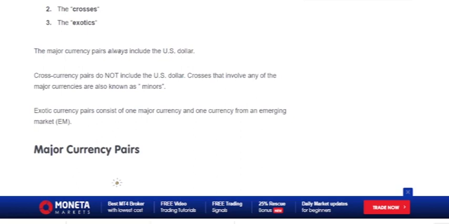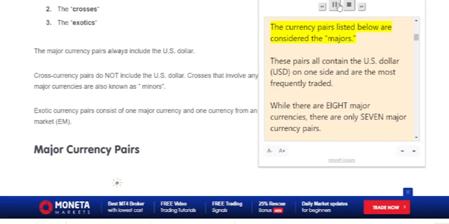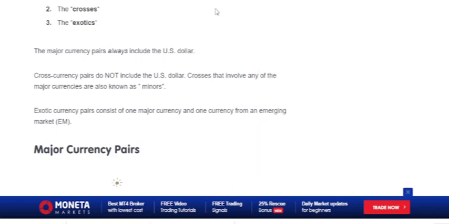So they have just said we have three types of pairs: the majors, or the major currency pairs, the crosses, and then the exotic ones. The major currency pairs always include the US dollar. So anything that includes GBP/USD, EUR/USD, that's a major currency pair.